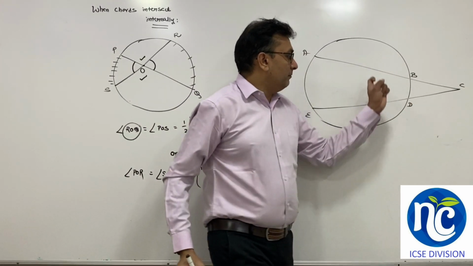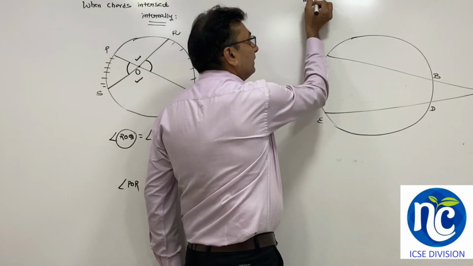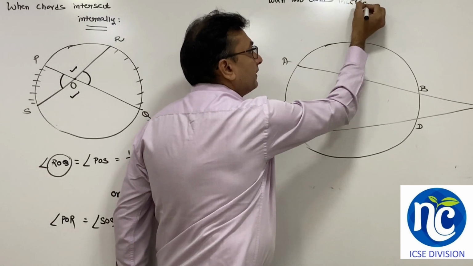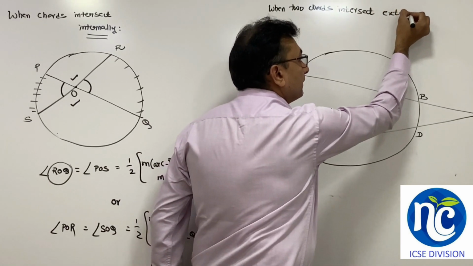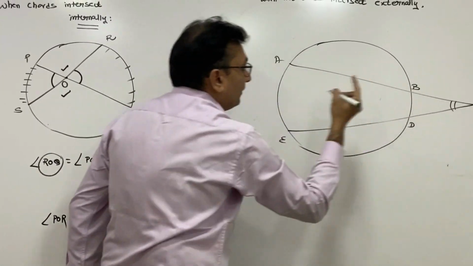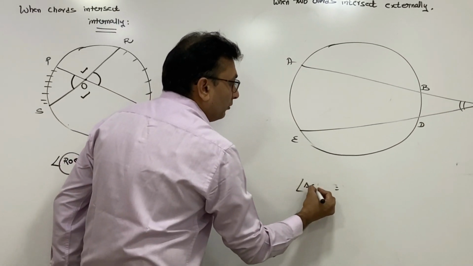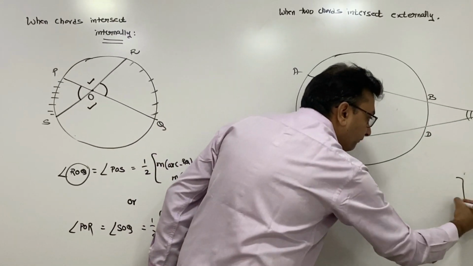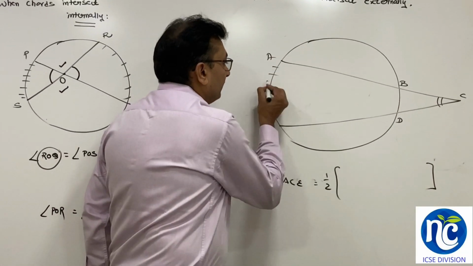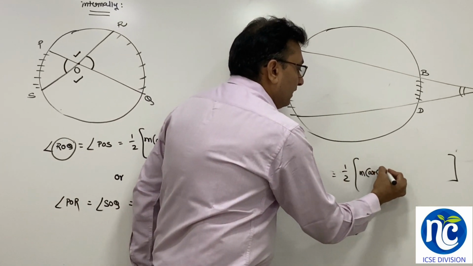Now these are two chords AB and ED intersecting externally at point C. When two chords intersect externally, then the measure of the angle, we can call it ACE or BCE or BCD, whatever you like, is half of the difference of the two intersected arcs. Which arcs are intersected by this? This one, this one. So it is arc AE.